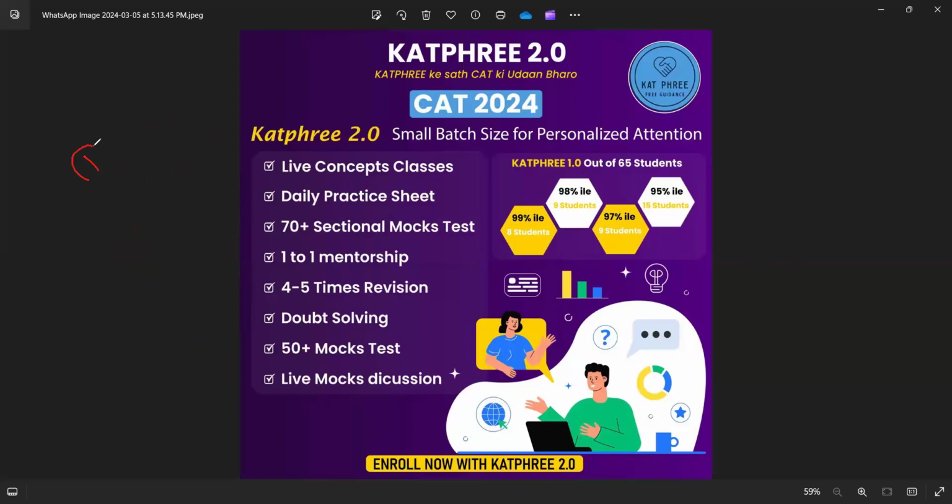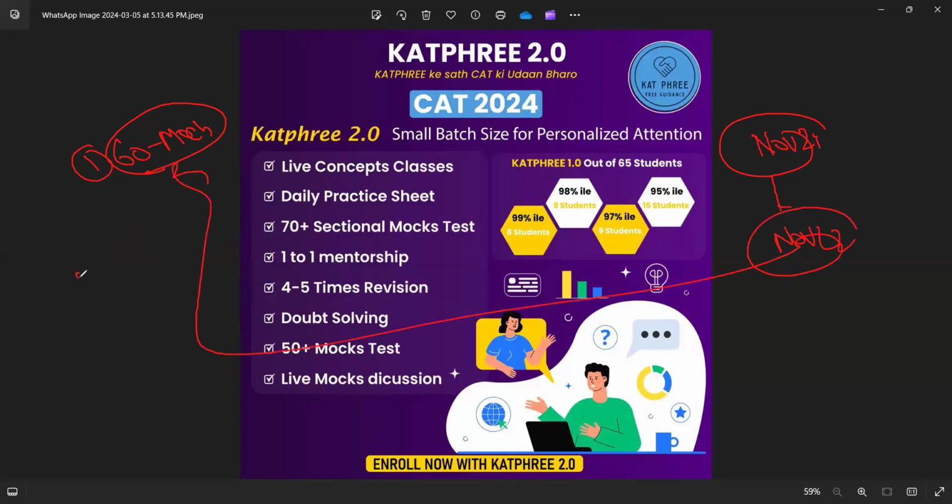Now, what we are planning till the end is that we'll be ending up with around 60 mocks, roughly. And your classes will be till, for example, if the paper is on November 24, your classes will be till November 22. And then we'll be more focused on mocks and sectionals.